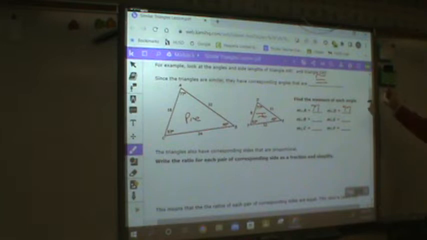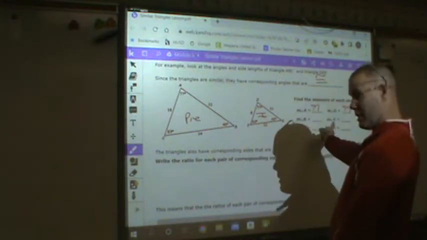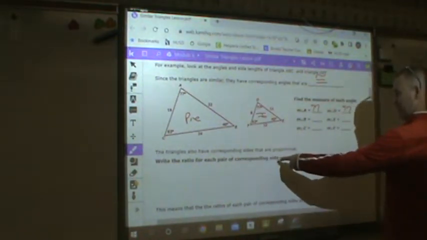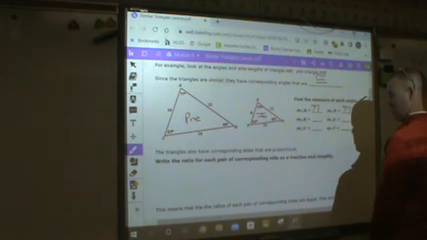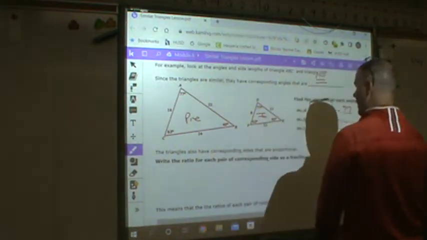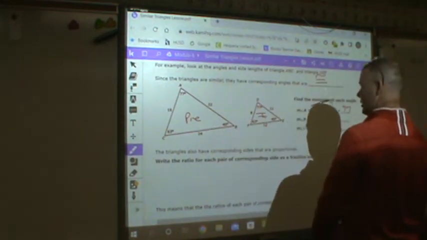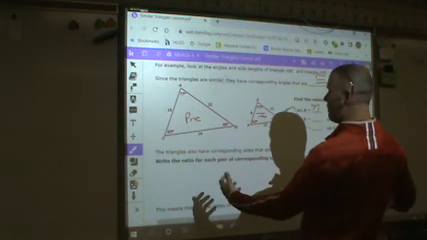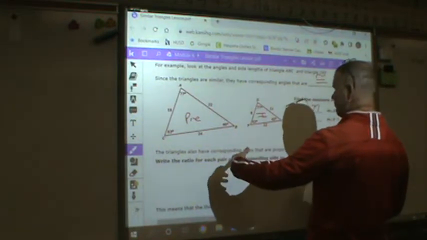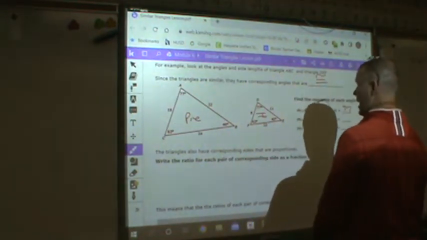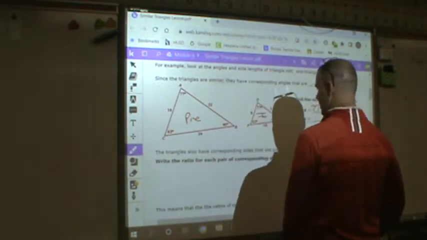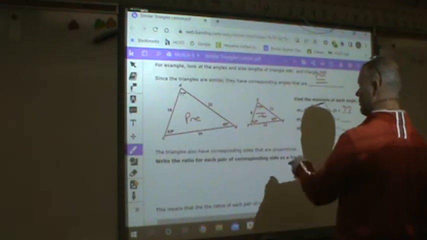These triangles also have corresponding sides that are proportional. Did you fill in the rest here? If you do not, pause and do that. Write the ratio for each pair of corresponding sides as a fraction and simplify. Again, we write image over pre-image, image over pre-image. This is why I identified the pre-image and the image. Pick a corresponding side. There's no hypotenuse here because we don't have a right angle, although there kind of is, but we don't need to get into that. I just want to pick left to left, right to right, bottom to bottom. So let's start by comparing the bottoms.